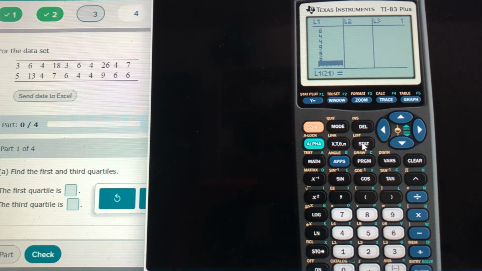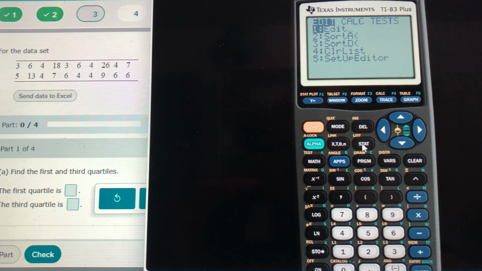Okay, if you go to Stat, after you put the data in, press Stat again. And we just did Edit, but if you go over here to where it says Calculate, the very first choice says 1 var stats. Press Enter to select that.